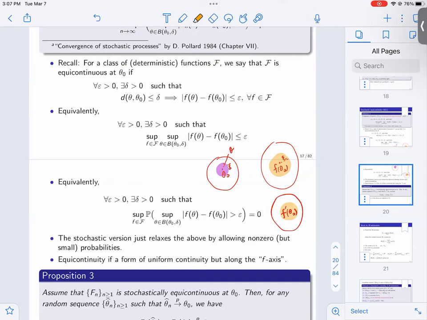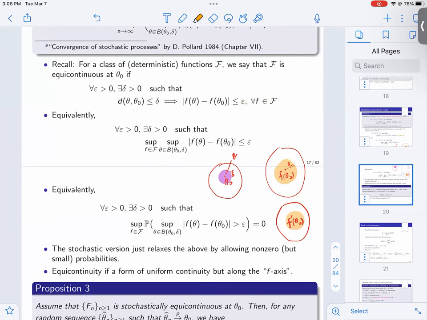It's still looking at an epsilon neighborhood. For all these functions, you're looking at the epsilon neighborhood of the corresponding value at theta naught, and the single delta works for all of them. You guarantee that the values of the corresponding F lie within the neighborhood of the corresponding value at theta naught. It's a conceptually simple idea. It's like uniform continuity, but not for a single function. It's uniform across functions, not across the domain. Sounds good? It's a property of a class of functions.